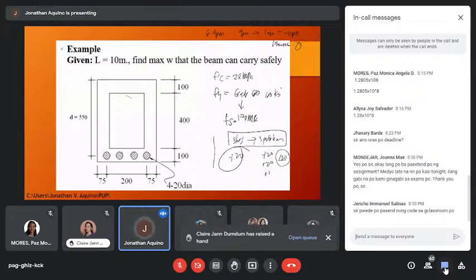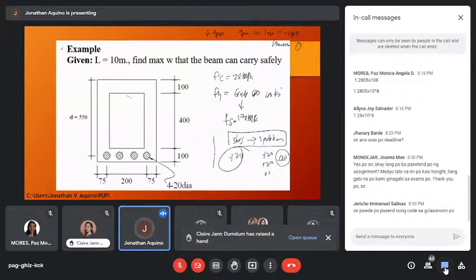So, binibigay ko yung exam at exactly 6 p.m. Okay? So, pwede kayong mag-log in na mas maaga. I-open ko naman na yon. Tapos, by the way pala, during the exam, kailangan naka-open yung camera.